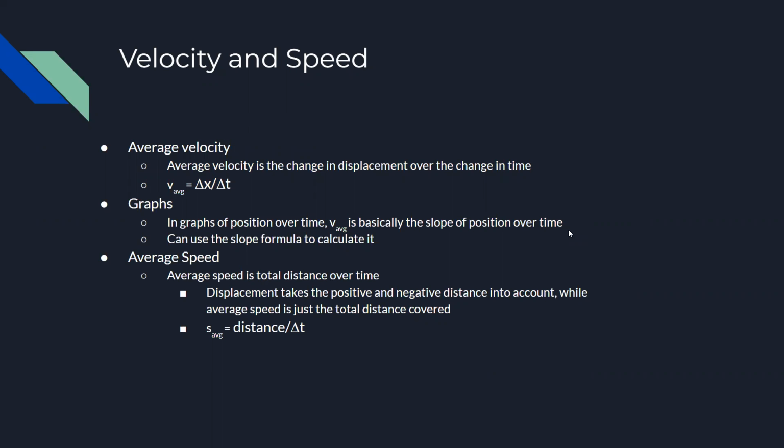Average velocity is basically the change in displacement, or x, over the change in time. So you have the average velocity as delta x over delta t, or the change in position over the change in time. You can denote it as v average, or v bar, equals x2 minus x1 over t2 minus t1.